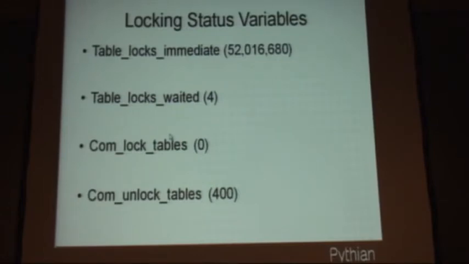Locking status variables. Table locks immediate is how many times a table lock was requested and gotten immediately. That's good. Table locks waited is bad, because they had to wait. If this is really big, it can be a problem. The uptime on this server is a lot. If this is a big rate, that can be a big problem. If you're waiting for locks 70, 80 times a minute, that can be bad. If you're waiting on a table lock once a day, maybe not so bad.